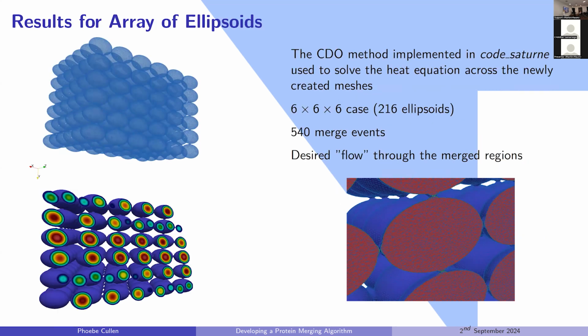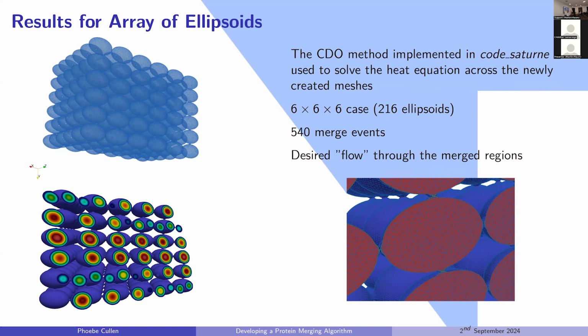So then with that done, the CDO method has been implemented in Code_Saturne and is used to solve the heat equation across the newly created meshes. So I've got here a 6x6x6 case. So this is 216 ellipsoids with 540 distinct merge events. So you've got each of these ellipsoids connecting up.